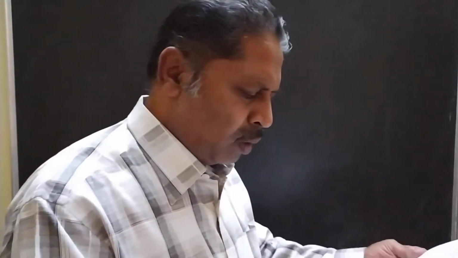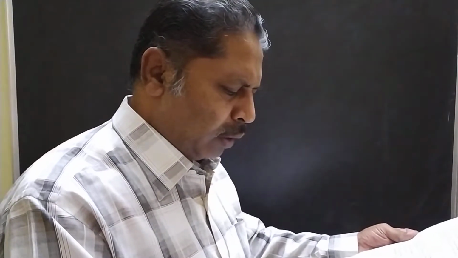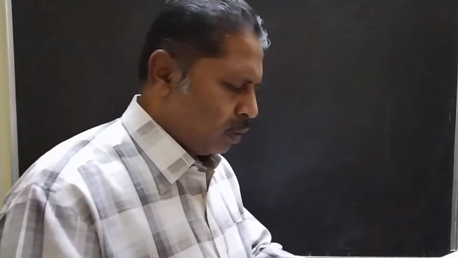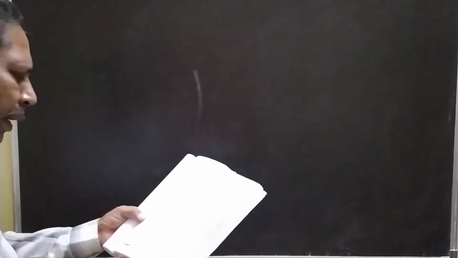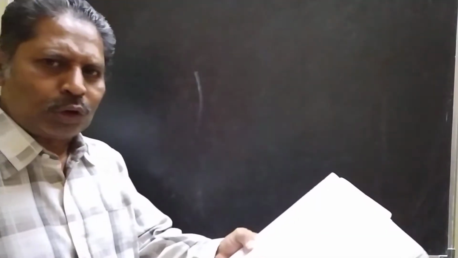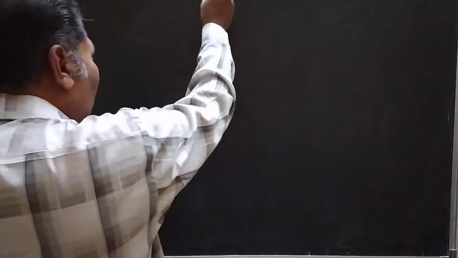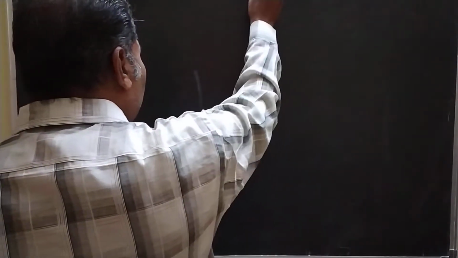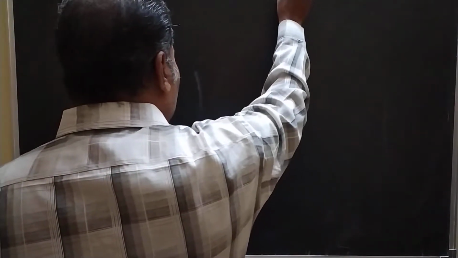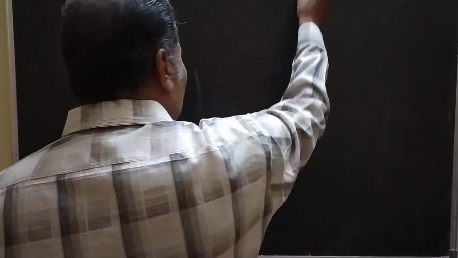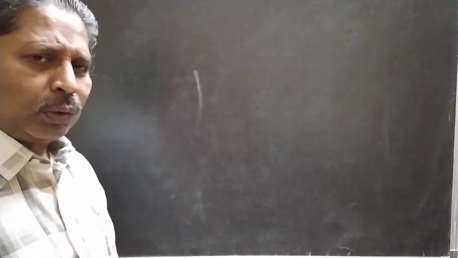Find the approximate value of under root 4.08. Take x equal to 4 and delta x value 0.08.